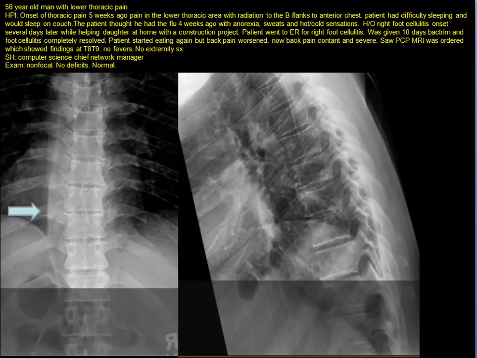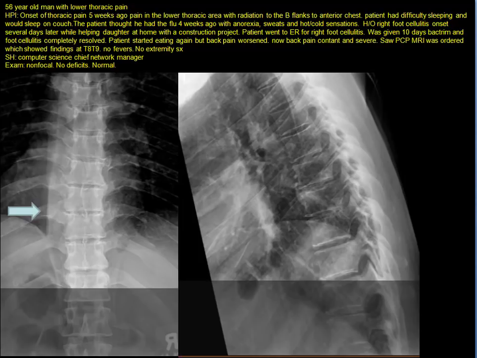He's a computer scientist. At the same time that he got the sweats and fevers, he had right foot cellulitis after cutting his foot on a saw helping his daughter with a renovation project. And he got extremely cellulitic. He went to the emergency room and was given 10 days of Bactrim. During this whole time, he was very sick, and he said he lost 10 pounds. He said he didn't eat for about a week or two. But then things improved, and then he was fine, except his back pain persisted.